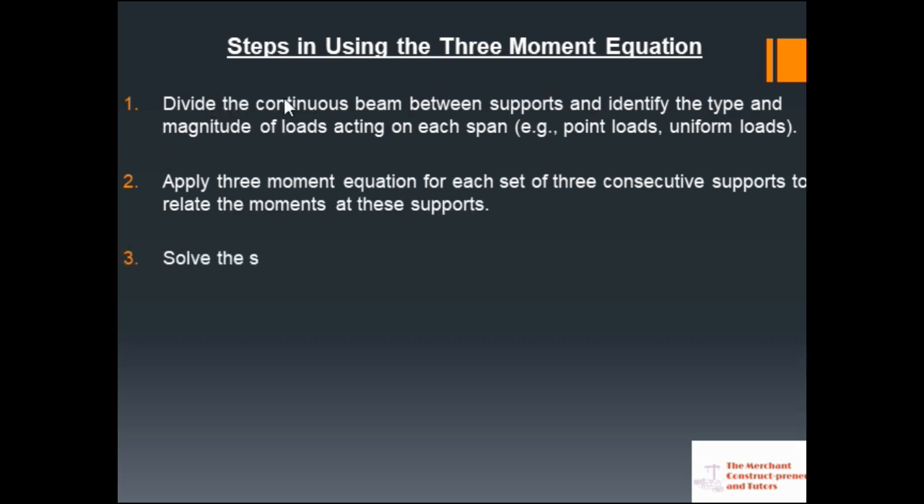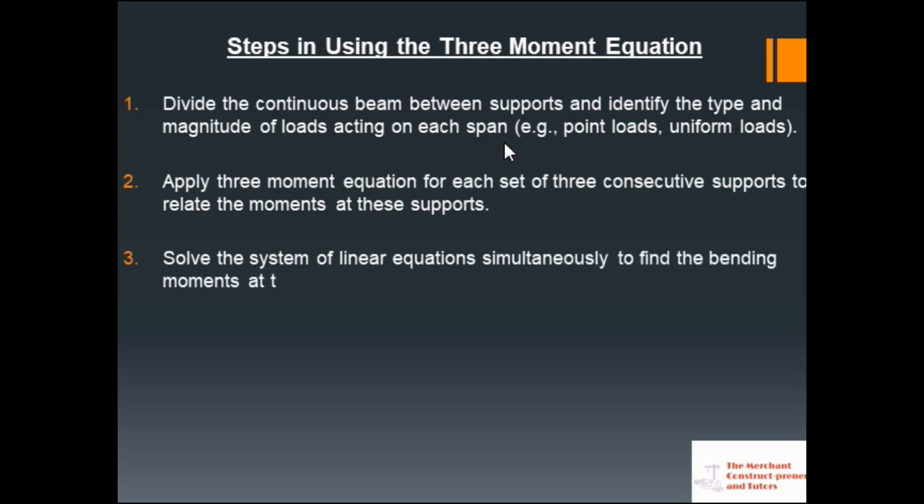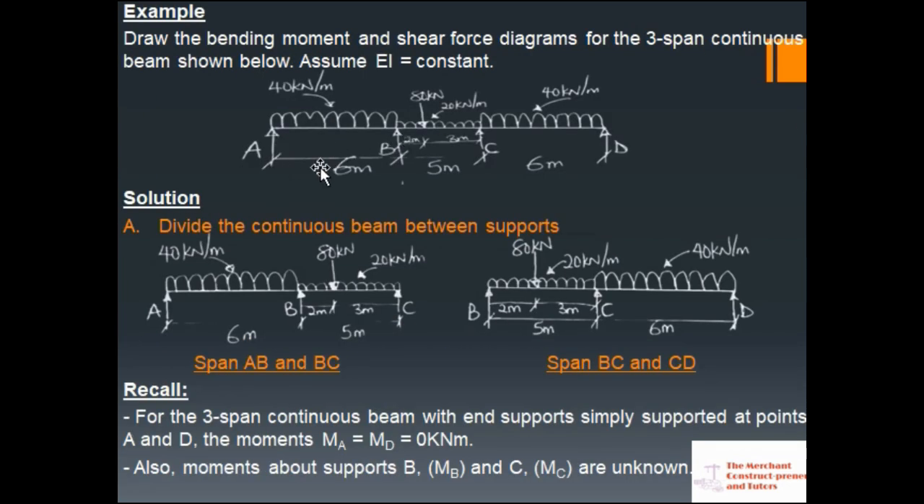Now the first step is to divide the continuous beam between supports and identify the type and magnitude of loads acting on each span. What this statement means is, I have 4 supports, A, B, C, D, and span AB, span BC, span CD, that is 3 spans. So I'm going to break it into 2 spans, 3 supports.